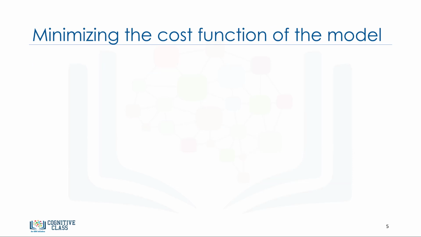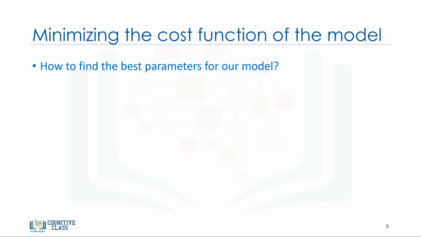Okay, let's recap what we've done. Our objective was to find a model that best estimates the actual labels. Finding the best model means finding the best parameters theta for that model. So the first question was, how do we find the best parameters for our model? Well, by finding and minimizing the cost function of our model. In other words, to minimize the J of theta we just defined.